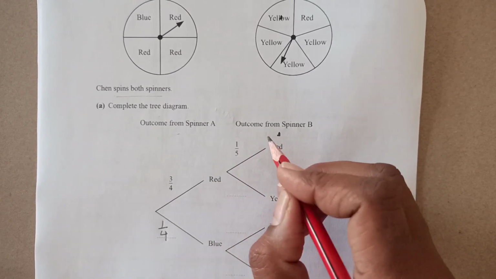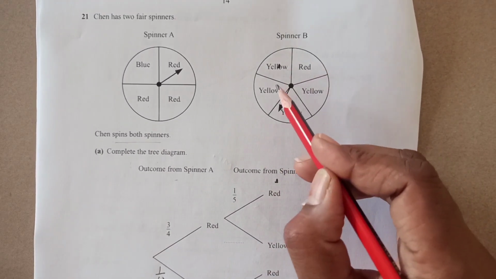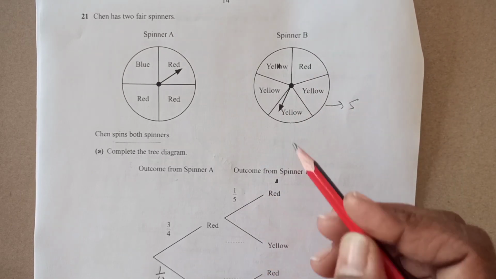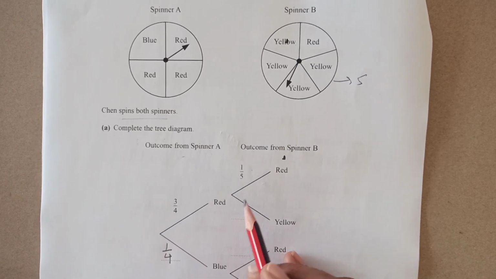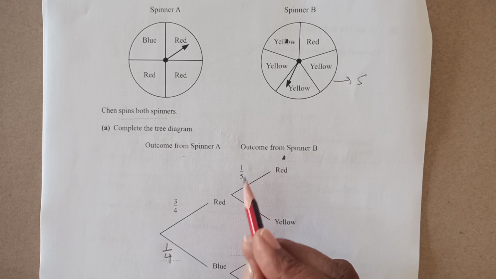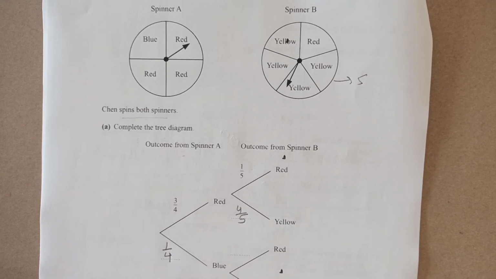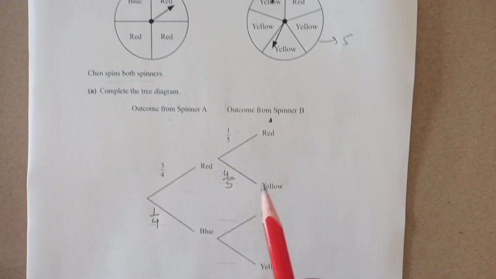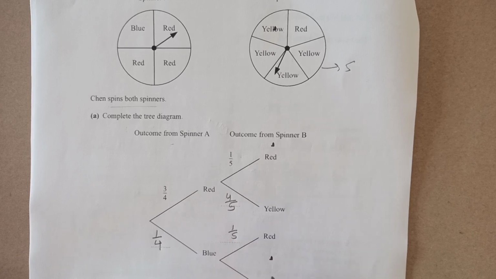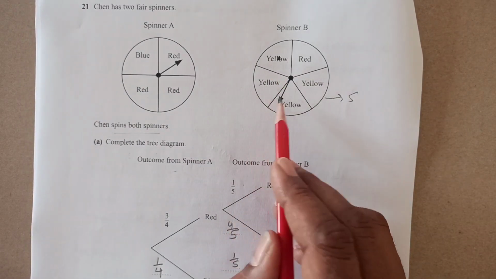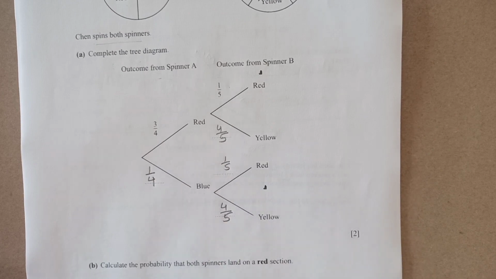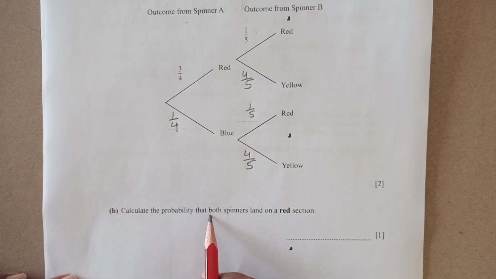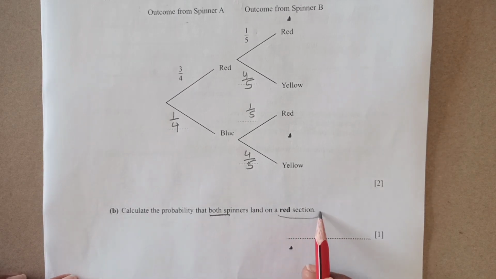Then for spinner B, the probability of red, there are 1, 2, 3, 4 and 5 total outcomes, and out of that red is only once, so 1 over 5. Then we are looking for the other one, it's 1 minus 1 over 5, it's going to be 4 over 5. Now here it is blue, and then the red is going to be again 1 over 5, because red is coming once only. The yellow one is 1, 2, 3, 4, it is 4 over 5 out of 5, right?